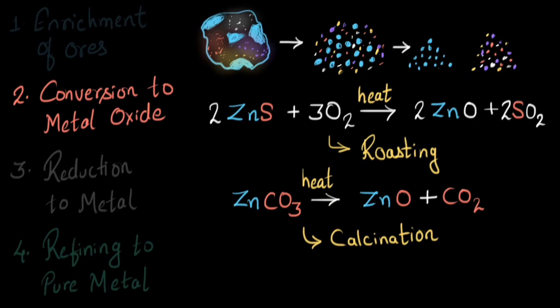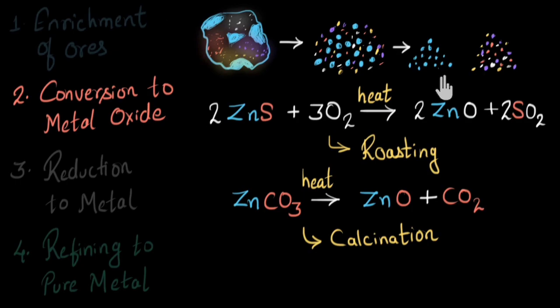And this goes without saying that if the metal compound is already an oxide, for example, if you had an iron ore and you directly got iron oxide, in that case, you do not need to convert it to metal oxide. It's already in its oxide form, right?